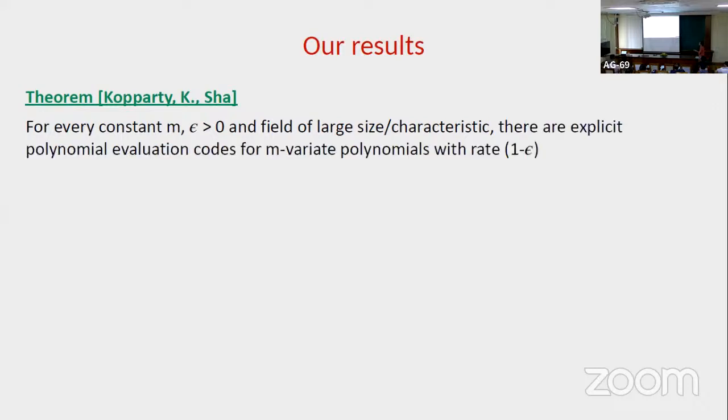There are explicit polynomial evaluation codes for m-variate polynomials whose rate is 1 minus epsilon. So the rate is epsilon close to 1. And the relative distance is some constant that depends on epsilon. Is the statement clear? Questions?